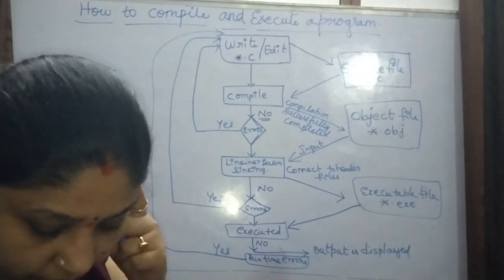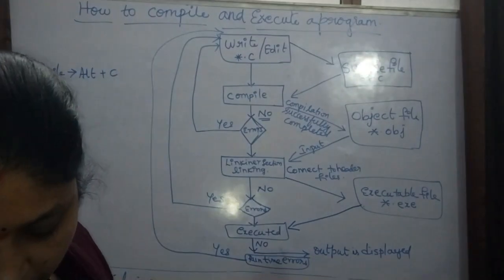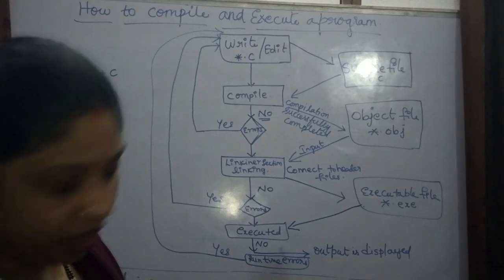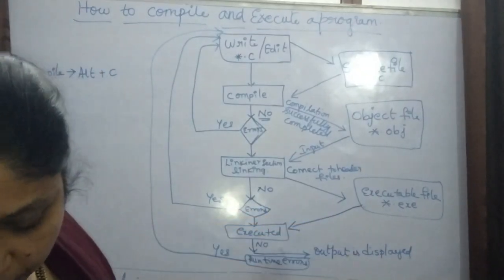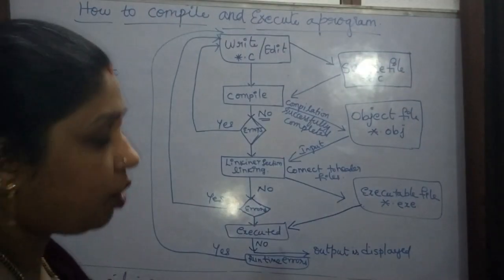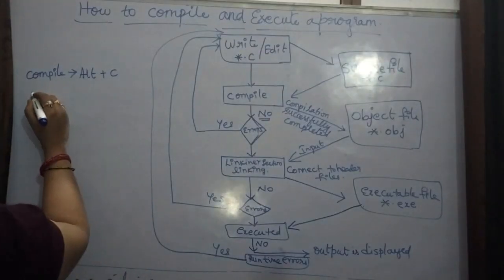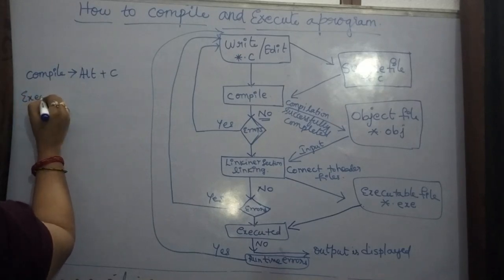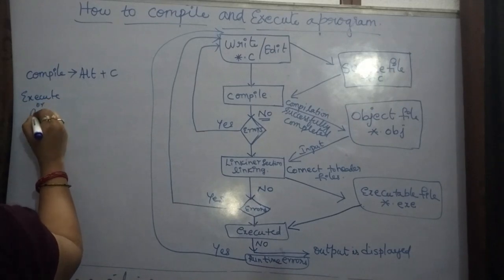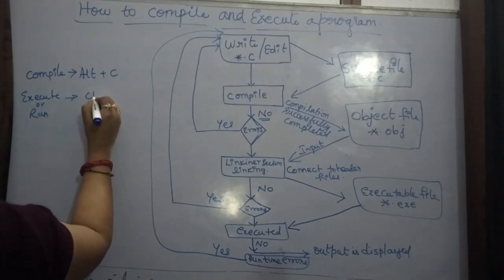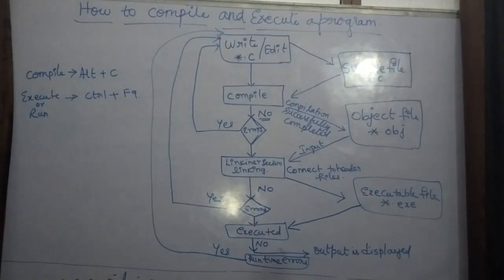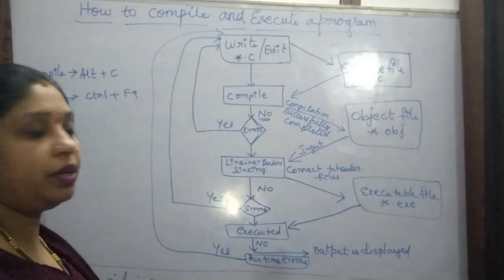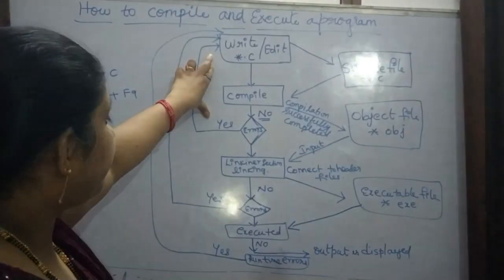For execution, after the executable code is generated, you have to select Ctrl plus F9 to run or execute the program. Ctrl plus F9 is the option you have to select. Now I think you have understood it clearly.